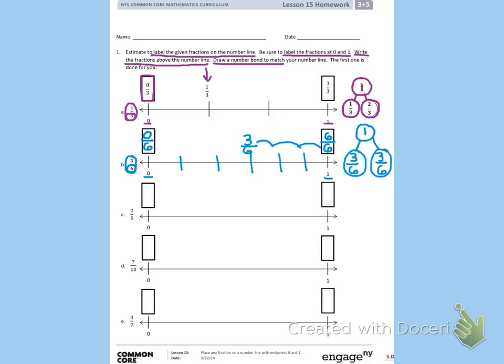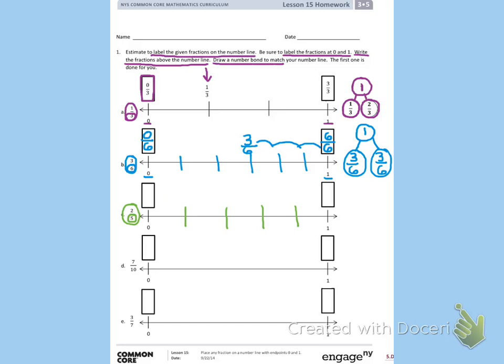Let's go ahead and do item C together. The given fraction is 2/5. If we look at the fraction, we see that there is a 5 on the bottom portion of the fraction, which means I need 5 equal parts to my number line. I'll go ahead and try to do that now. Let me see here. I'll count those portions. 1, 2, 3, 4, 5. Okay, I have 5 portions. I'll erase those check marks.